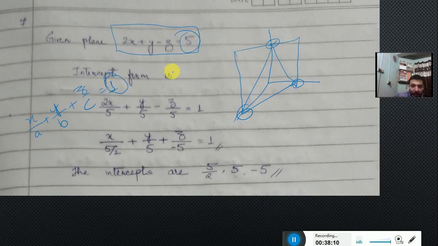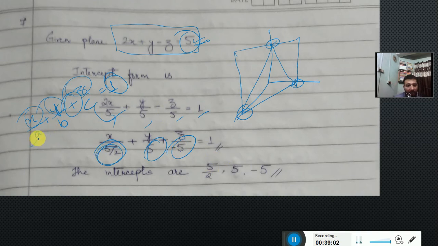Okay, so I will first refer to this part. Here I need 1, so to make this 1, I should divide throughout by 5. Now in intercept form, x does not have a coefficient, y does not have a coefficient, z does not have a coefficient. So this 2 comes down, it will be 5 by 2. And this is 5. This minus comes down because this is plus, and this minus 5 will come down.